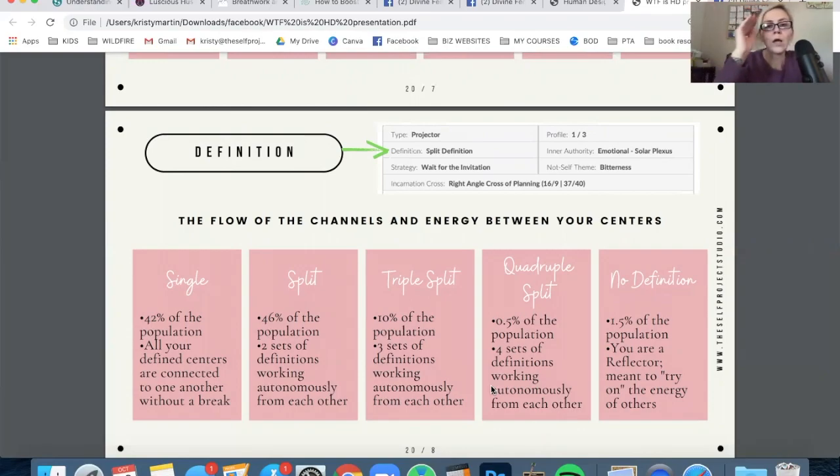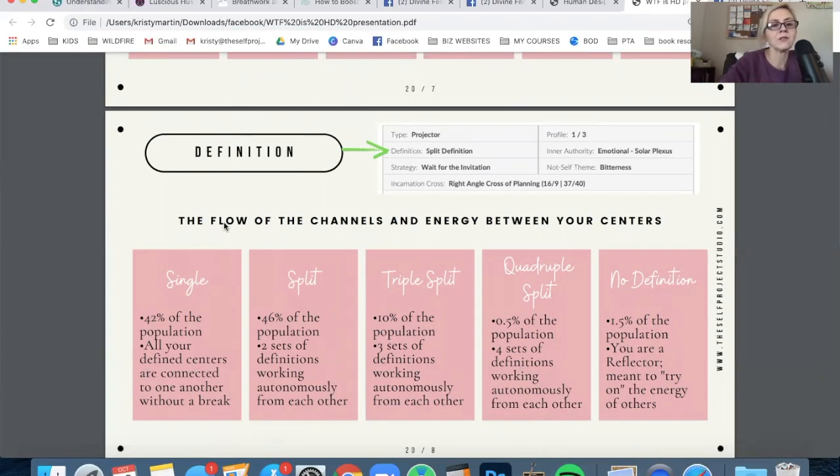If you have one completely all the way defined, then we would call those our defined centers. So that's how you would determine, like, are you a single definition?